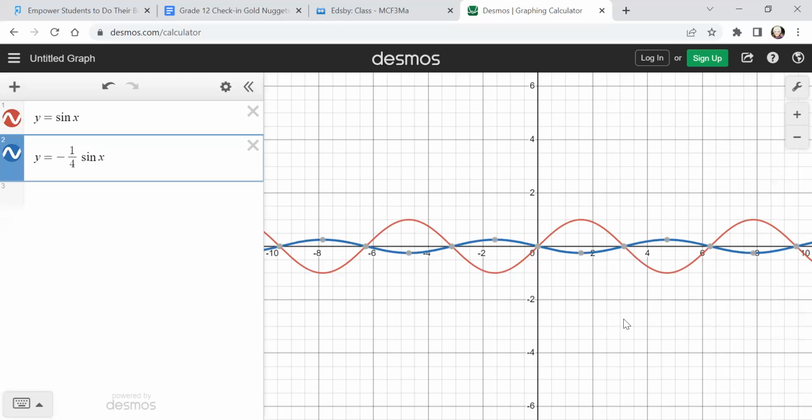Okay. Any questions on that? So the negative made it go down from 0, and the quarter smashed it. So instead of a high and low of 1, it's a high and low of a quarter. This is just A. So Annie, did you have a question? Yeah. Exactly. All right, so let's look at our next value.